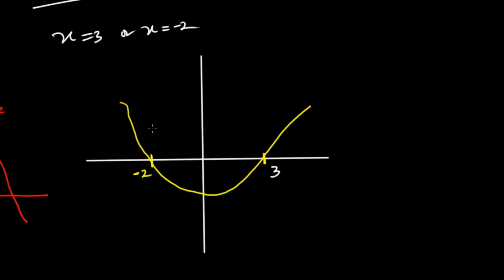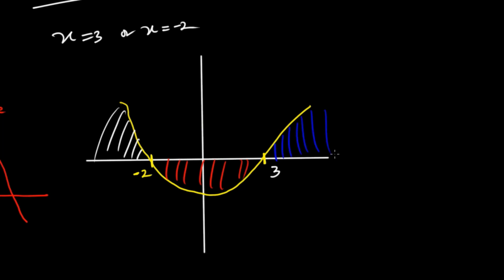Again, this curve divides the x-axis into 3 different parts. The first part is this part, the second part is this, and the third part is this. In the first part, we have everything to the left of -2, and this is x less than -2. For the middle part, we have it in between -2 and 3, and this is -2 less than x less than 3. And for the last part, we have x greater than 3.